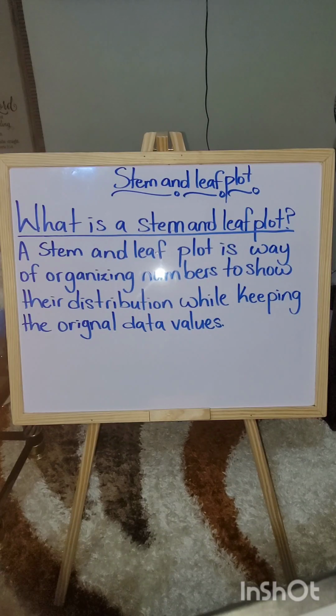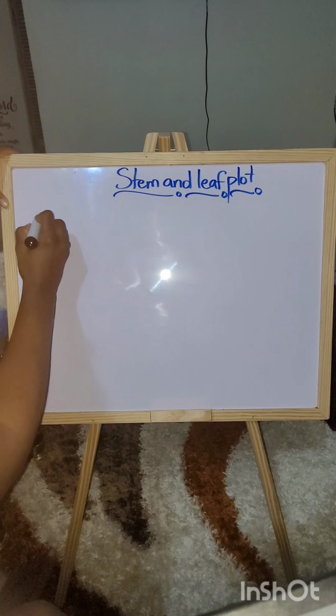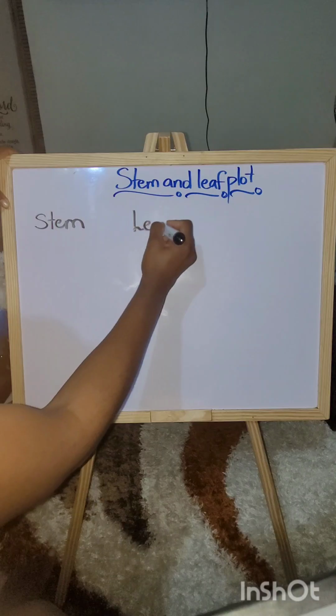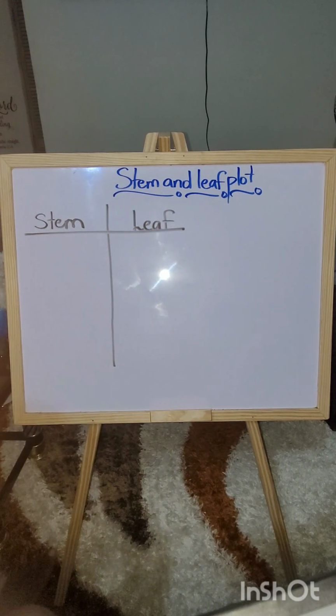A stem and leaf plot is a way of organizing numbers to show their distribution while keeping the original data values. So nothing changes. Another thing you need to know is what the stem represents and what the leaf represents. Now it basically sets out like a tens and ones chart. So the stem represents the tens, or the first part of the number, and the leaf represents the last digit, which is usually the ones.